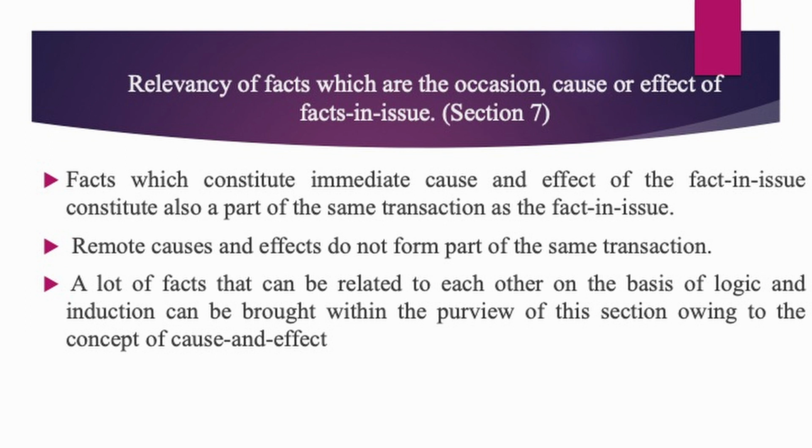Remote causes and effects do not form part of the same transaction. The concept of cause and effect will bring within purview of this section a lot of facts that can be related to each other on the basis of logic and induction. If a human body is found on the railway track cut into two pieces, logic would suggest the inference that the person died because he was run over by the train. That is, the death is caused by the train run over. If on closer scrutiny it is found that there is no hemorrhage, it can be inferred that the person was killed somewhere else and the dead body was thrown on the track to mislead the police, because if a person is run over by the train, there would have been blood all around.